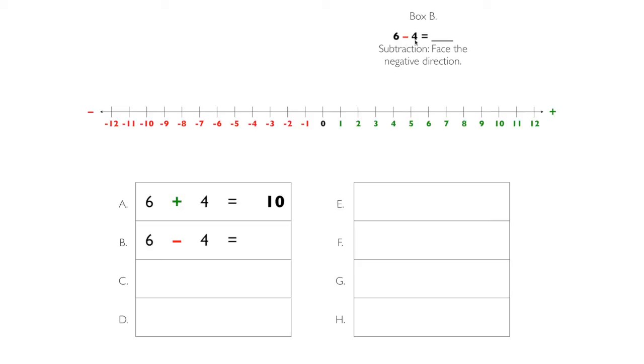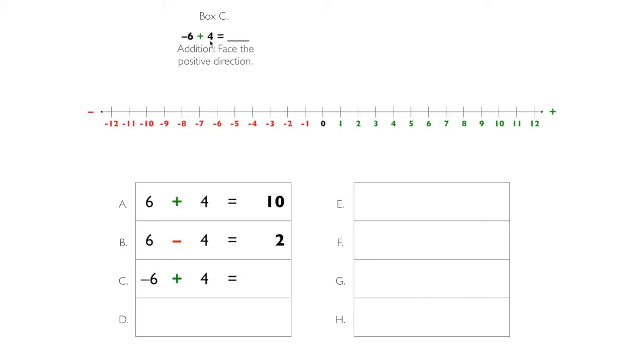Next is box B. 6 minus 4. Start at 6 and face the negative direction. Here we are at 6, and we face the negative direction. Now jump 4 spaces. 1, 2, 3, 4. 6 minus 4 equals 2. Write it down. Box C.